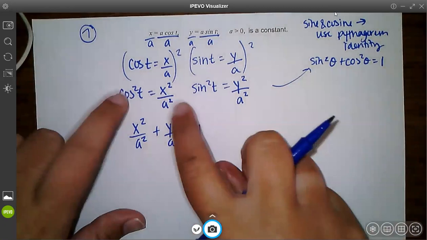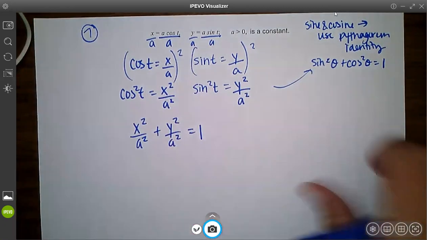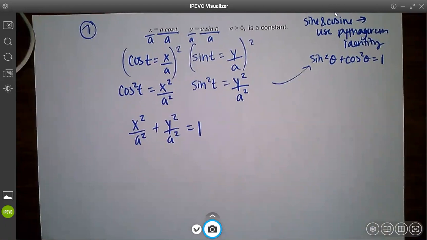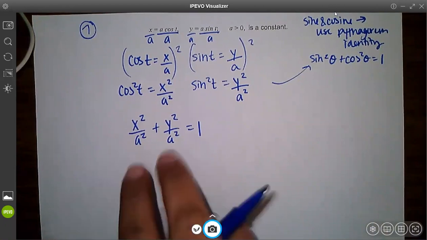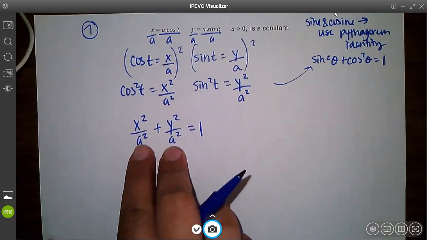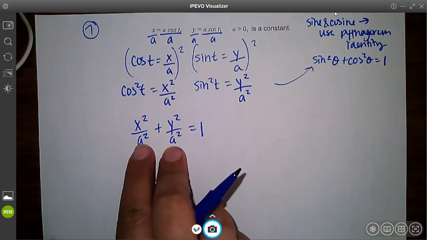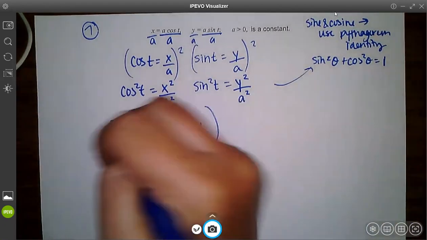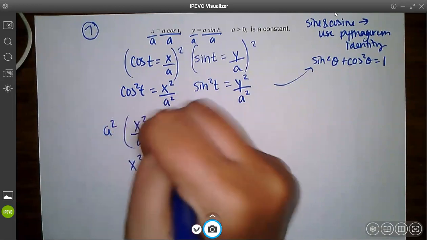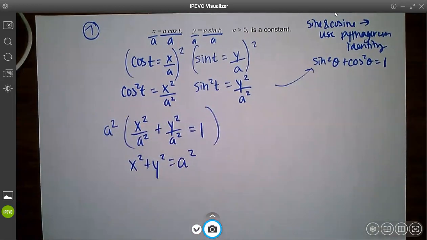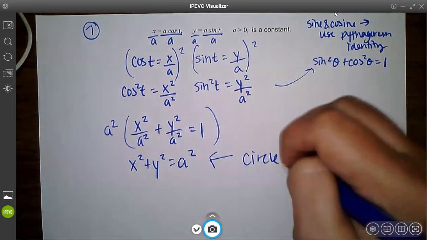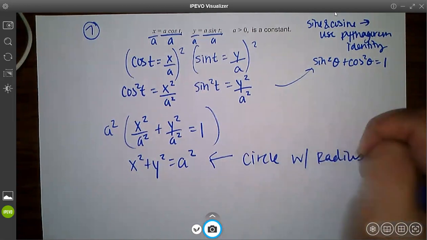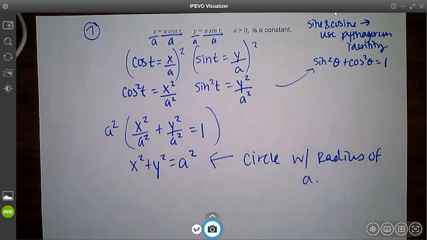Because this is true and these things are true, I can substitute those in. If the denominators were different, this would be an ellipse. Since my denominators are the same, I can multiply both sides by a squared. So I have x squared plus y squared equals a squared. When my denominators are the same, this is a circle with a radius of a. If your denominators are not the same, it would be an ellipse. That's how you would graph it.